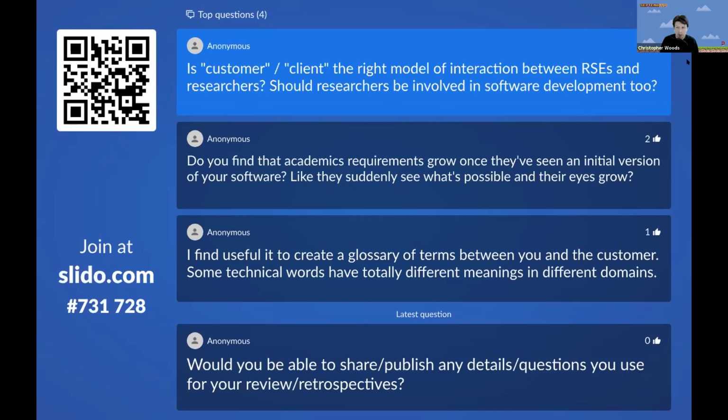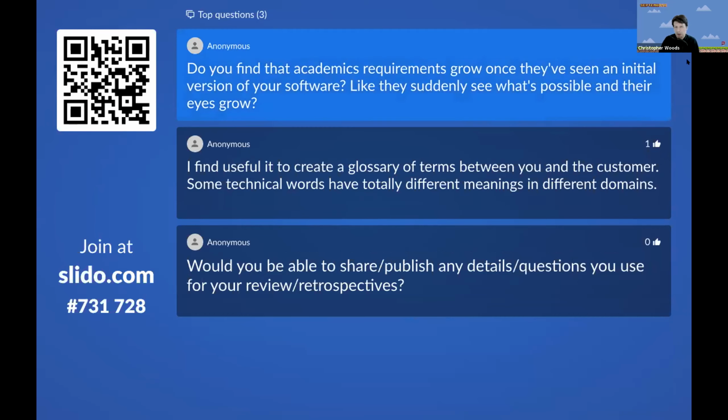Thank you very much. That was a very good answer to the question. So we'll move on to the second one. Do you find that academics' requirements grow once they've seen the initial early version of the software, like they suddenly see what's possible and their eyes grow?